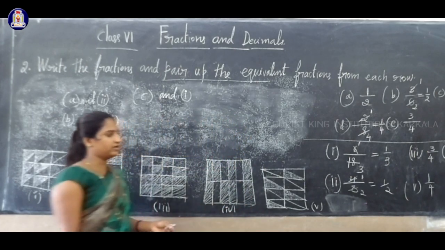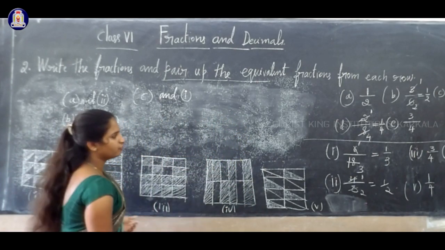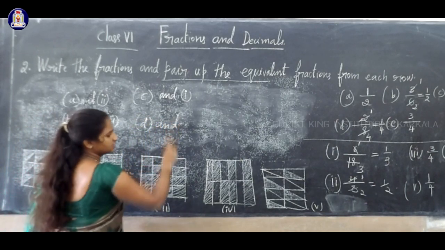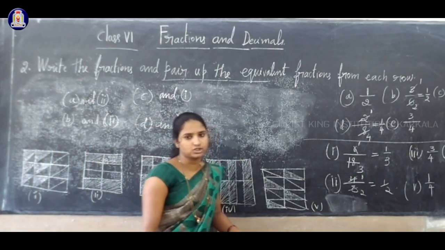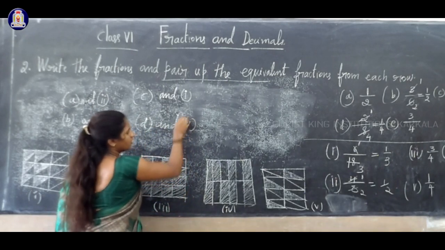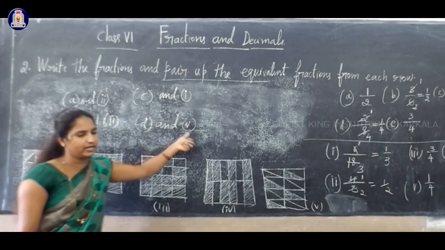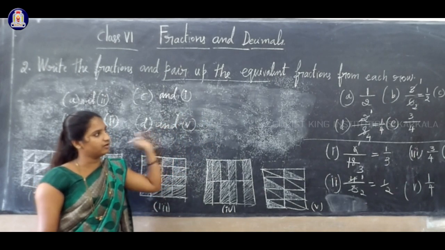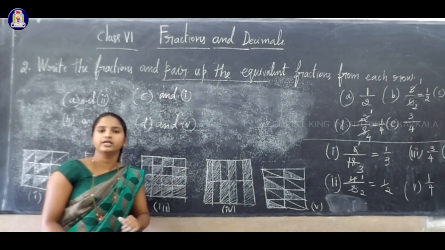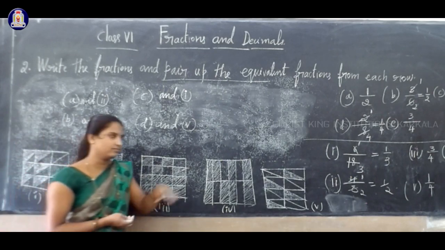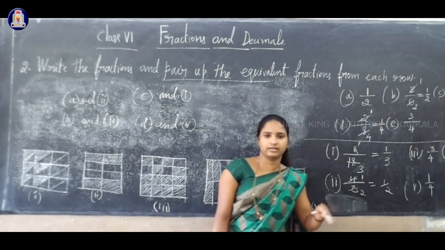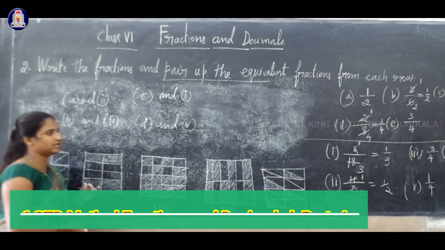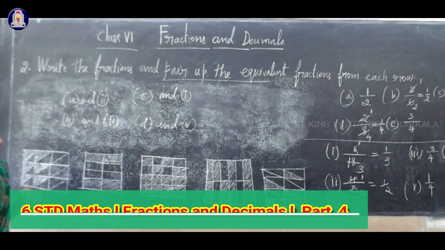Now the fourth one, 1 by 4. So that is D, and the fifth question also. These two are equivalent fractions. Understood? Just observe which figures from the first row and second row are equivalent, meaning same. 1 by 2 means here also we should get 1 by 2. That is what equivalent fractions are. After simplifying, if you get the same, those are equivalent fractions.